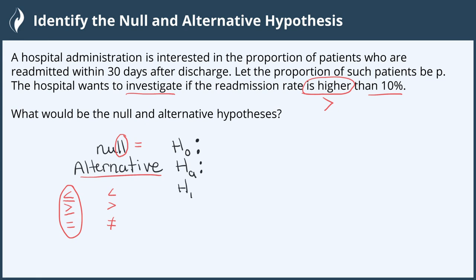So the alternative hypothesis is that P, because we are looking at the proportion and we were told it's P, is greater than 10%. And let's go ahead and change that to a decimal of 0.1. This makes the null hypothesis be that P must equal 10%. We've now identified both the null and alternative hypotheses, and we're all done.